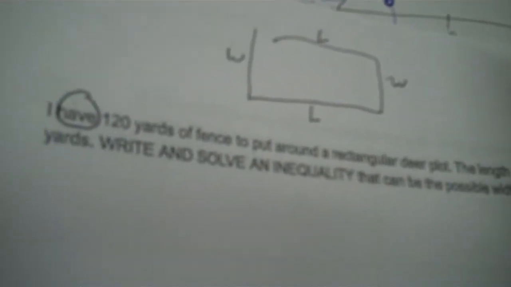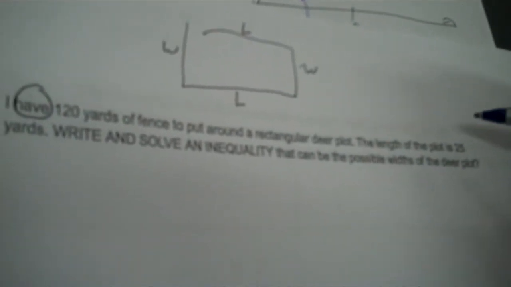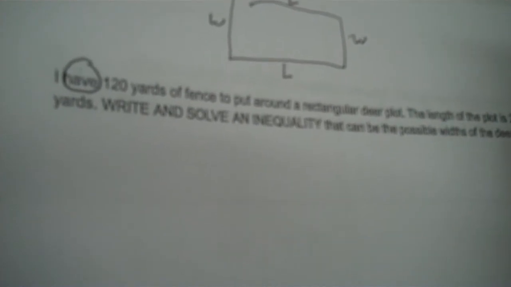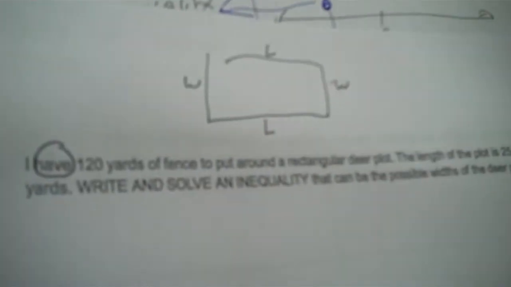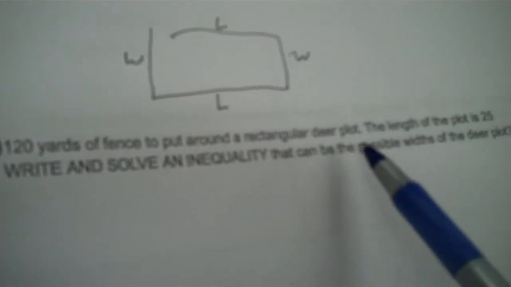Okay, now I got some story problems I had you work on last week. I have 120 yards of fence to put around a rectangular deer plot. The length of the plot is 25 yards. Okay, so when it gives us the length, or hold on, we'll keep reading the problem. Write and solve an inequality that can be possible widths of the deer plot. So which inequality would I use? Well, it says have, so have, we use that one.